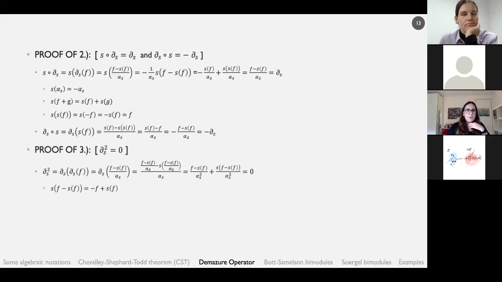And for the third property, it is to show that the square of the divisor operator, meaning the divisor operator composed with itself, is equal to 0. And for that, it's also just a computation where in the end we get F minus S of F divided by alpha S squared. The second term, S of F minus S of F divided by alpha S squared, gives us the first term, but multiplied by minus 1, so it cancels out.